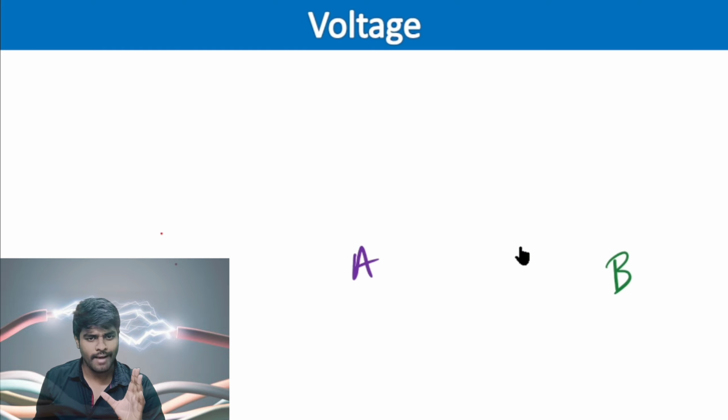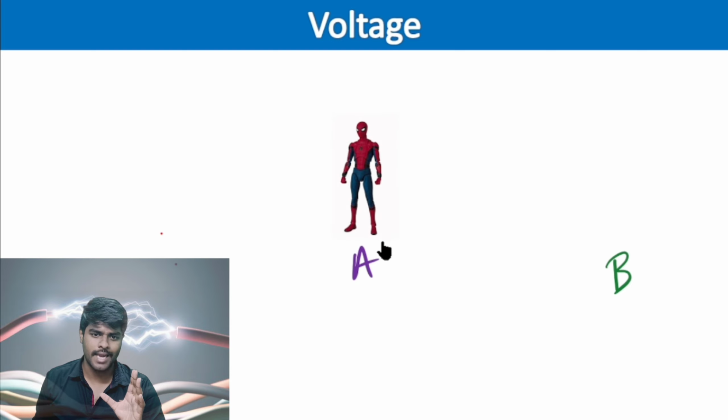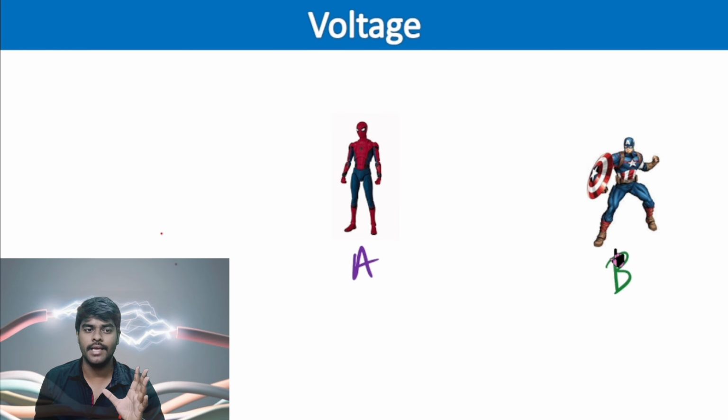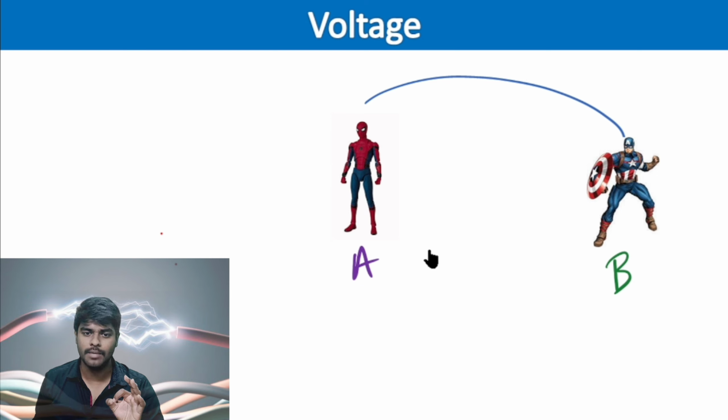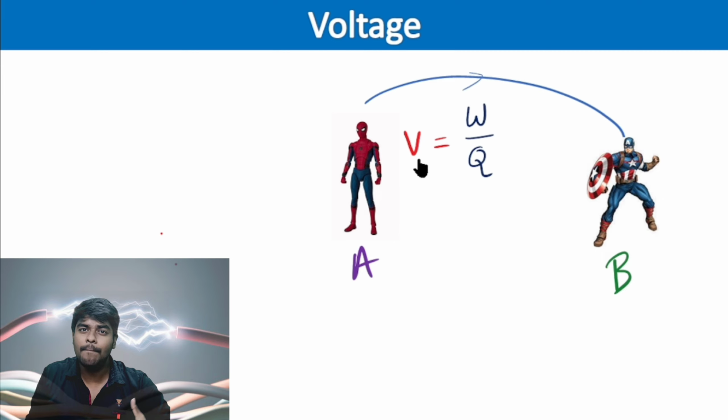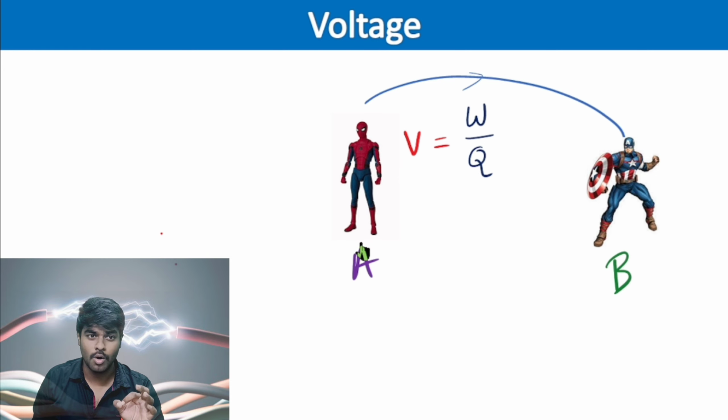Now say this. We have 2 points, point A and point B. At point A is Spider-Man, and at point B is Captain America. So work done to move the charge from point A to point B is known as voltage. It is also called electric potential difference. So V is equal to W by Q. Work done to move the charge from one point to another is known as electric potential difference. It is also called voltage.